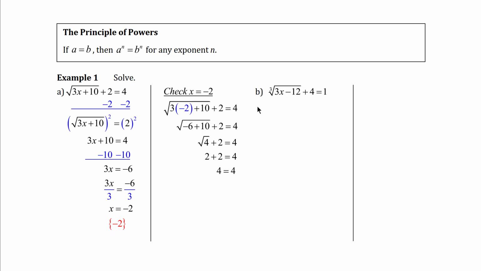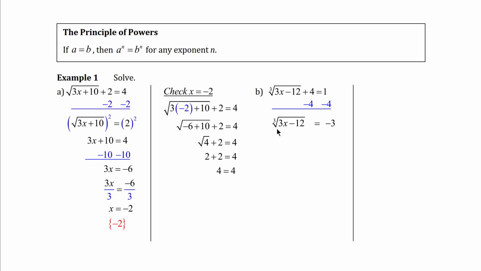For part B, we have the cube root of 3x minus 12 plus 4 equals 1. Again, we need to isolate the radical on one side of the equation. So I'm going to get rid of the positive 4 by subtracting 4 from both sides of the equation. On the left-hand side, positive 4 and negative 4 cancel out, and we bring down the cube root of 3x minus 12. On the right-hand side, 1 minus 4 is negative 3. So we have the cube root of 3x minus 12 equals negative 3.